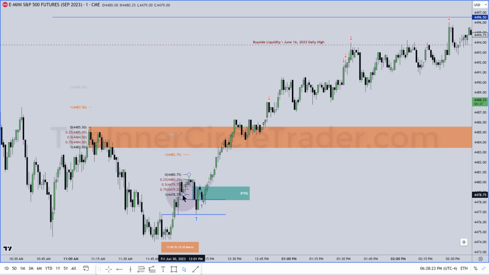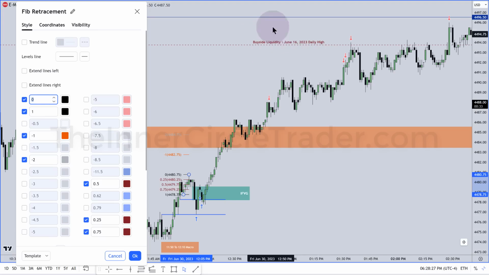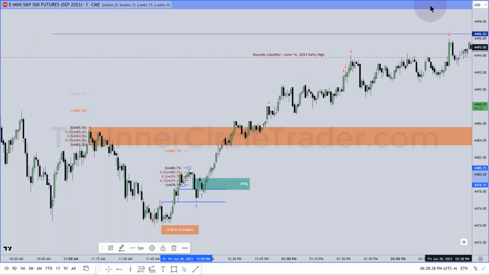If we take that, and we know that buy side liquidity is on the June 16th, 2023 high, the daily candle. It's drawing up into that, and maybe even as much as the weekly volume imbalance. So we have this range right here.